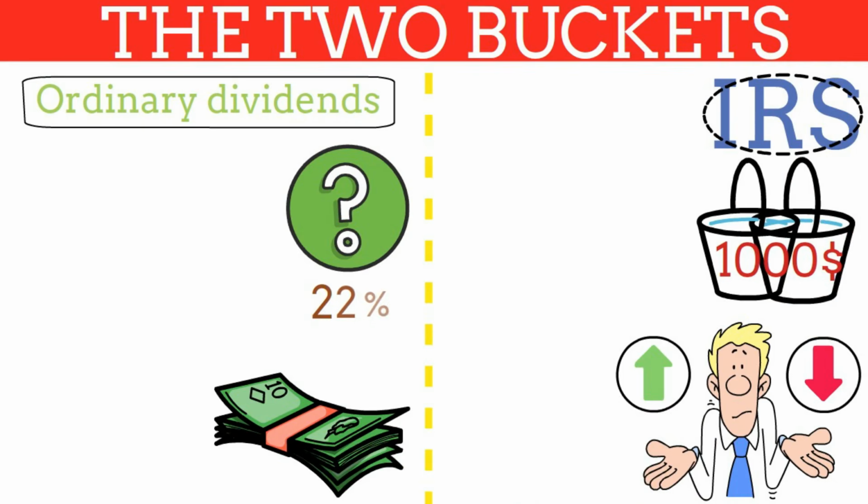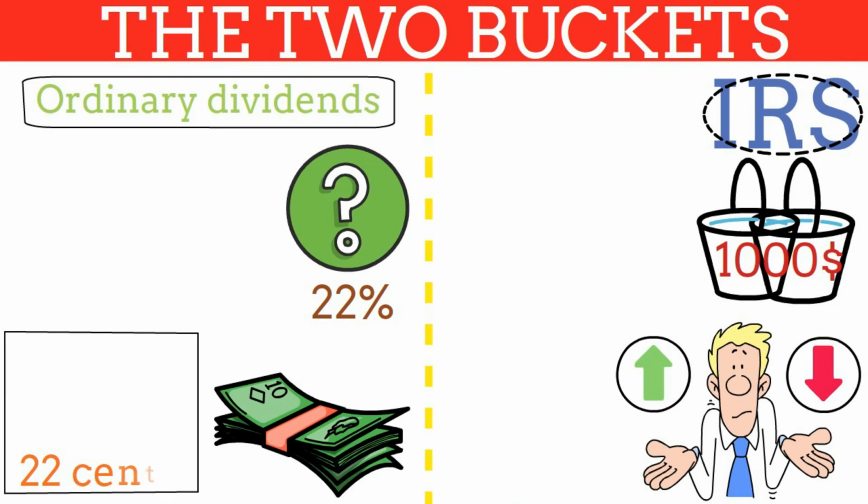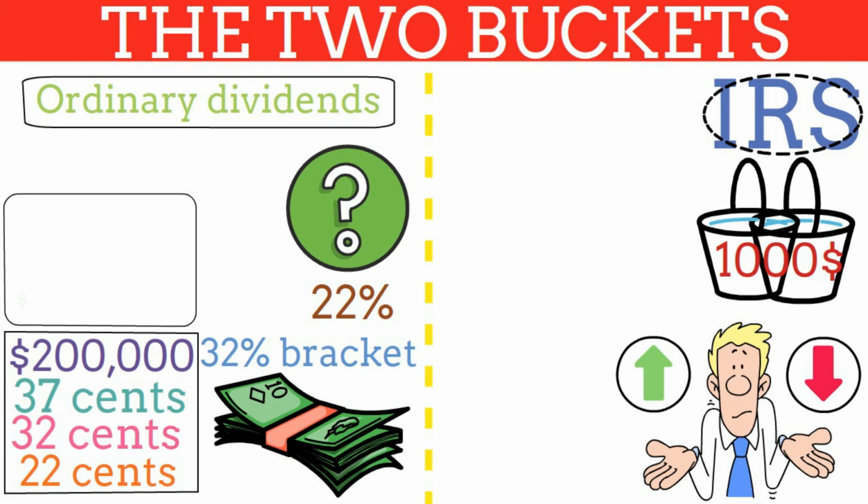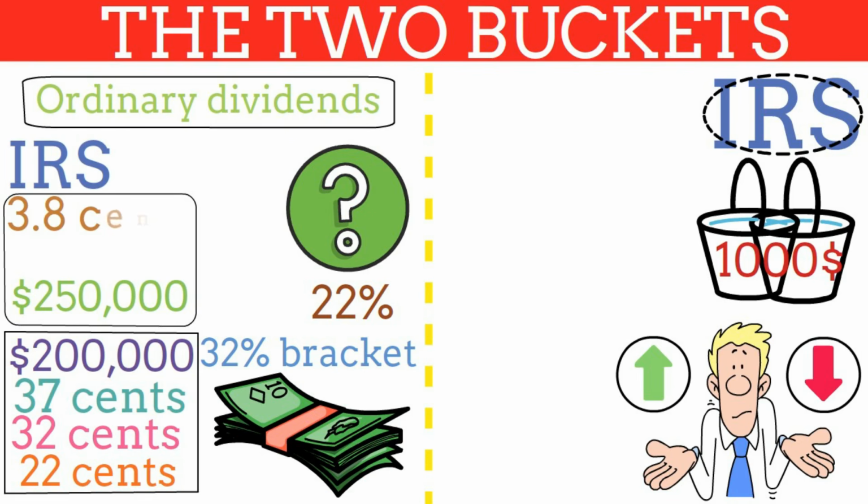The 22% bracket, 22 cents on every dollar. The 32% bracket, 32 cents. Up to 37 cents for the highest earners. And if your income is above $200,000 as a single person or $250,000 as a married couple, the IRS adds an extra 3.8 cents on top. That brings the maximum to 40.8 cents on every dollar.